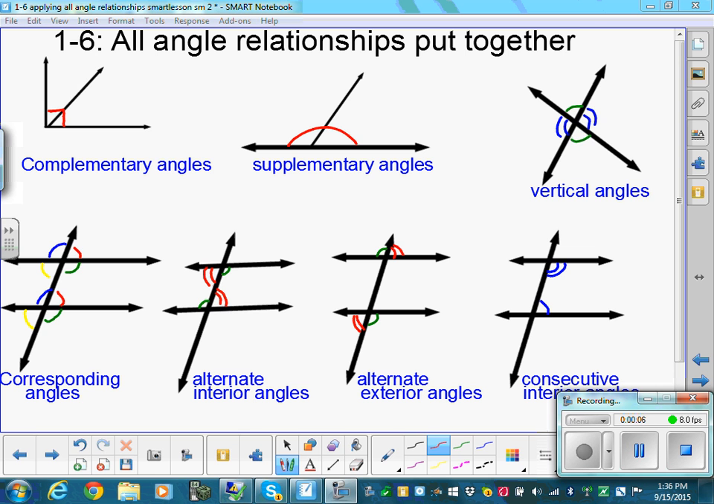Complementary angles. Okay, what do we know about complementary angles? They add to be 90 degrees. So this plus this will equal 90 degrees. Complementary angles means they sum up to be 90 degrees.